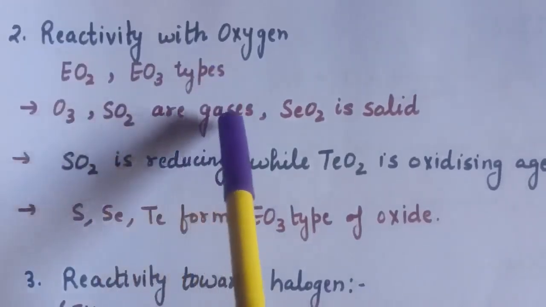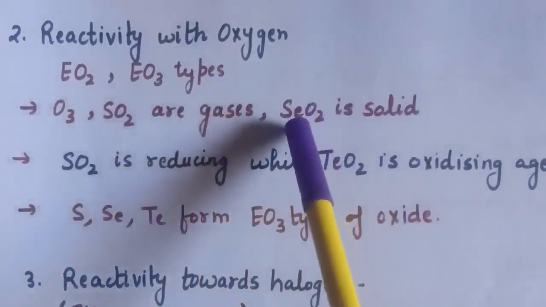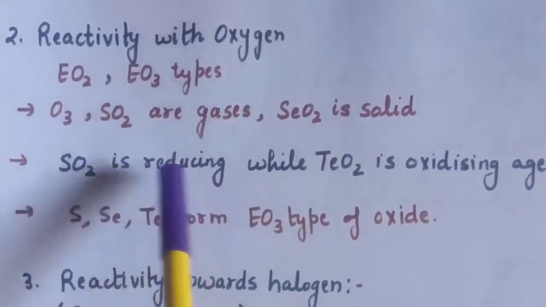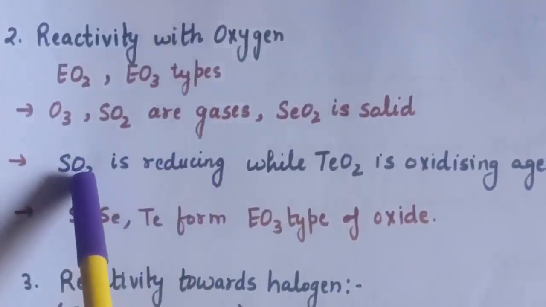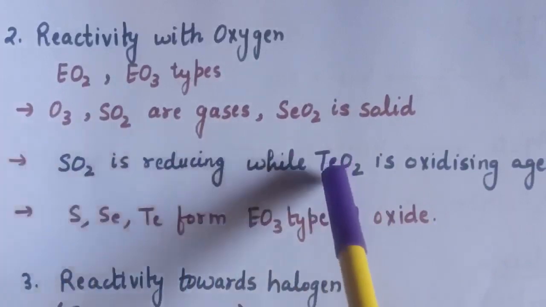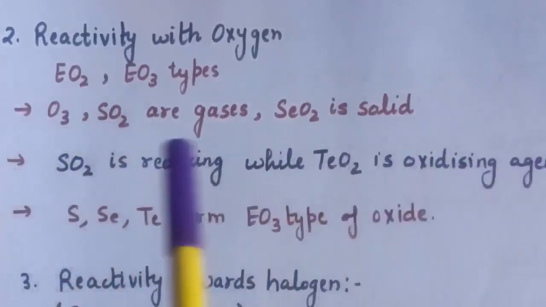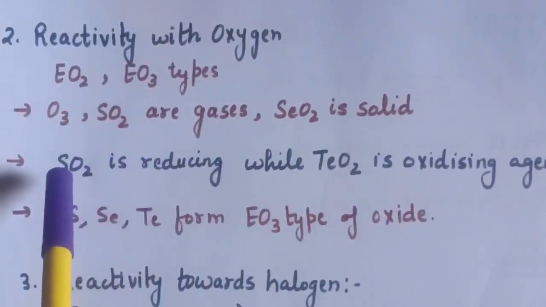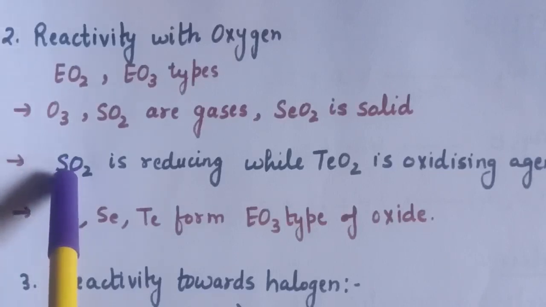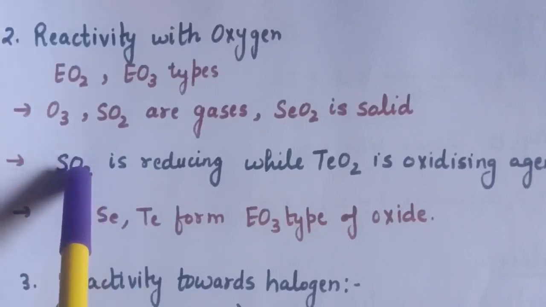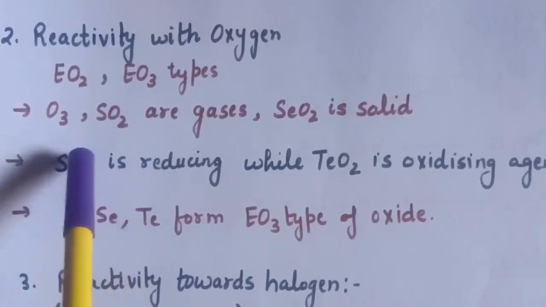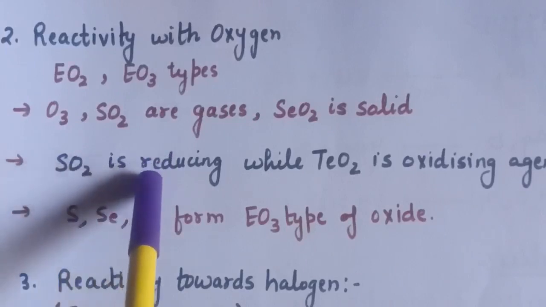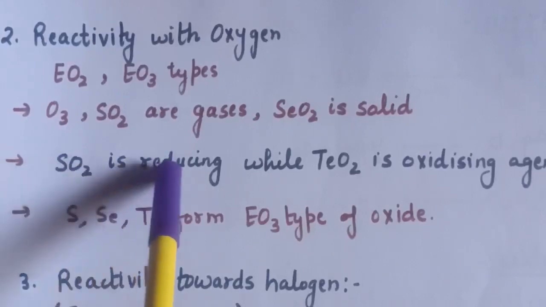SO2 is a gas, whereas the oxide of selenium is solid. Next, sulfur dioxide is reducing, while TeO2 is an oxidizing agent. Now we will explain this on the basis of oxidation number. Here the oxidation number of sulfur is +4, so it can increase its oxidation state up to +6. So +4 to +6 means oxidation, and that is why it is reducing, or you can say that it is used as a reducing agent.